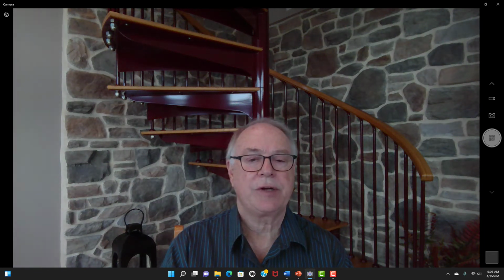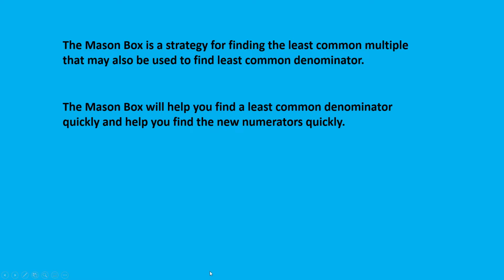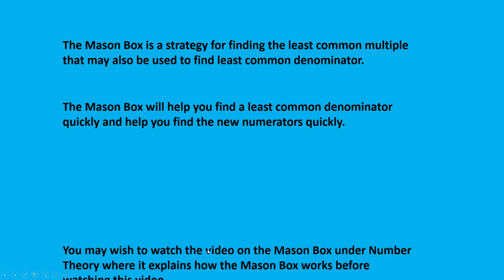In this video, I would like to introduce you to a non-traditional strategy for finding the common denominator when you're adding two fractions. The Mason box is a strategy for finding least common multiple that may also be used to find least common denominator. The Mason box will help you find the least common denominator quickly and help you find the new numerators quickly.